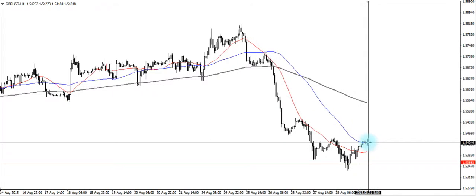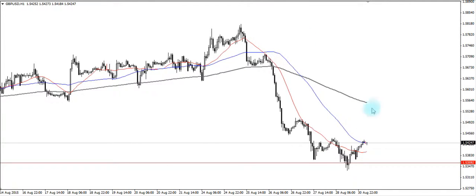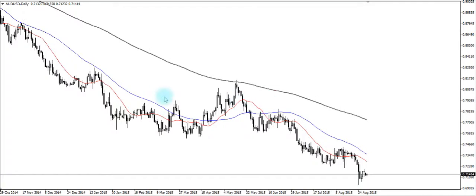Or rather, you can actually go for the intraday shorts right now. That could give you about 50 pips to 60 pips of profits to be made. And that's pretty much for the pound against the US dollar. Alright, next we have the Aussie against the US dollar.